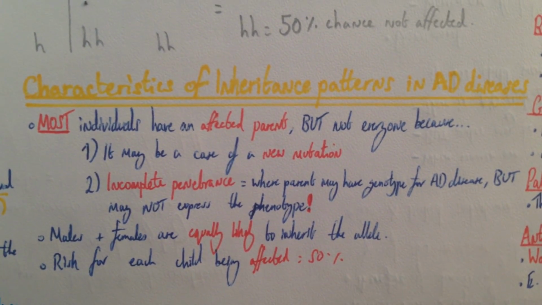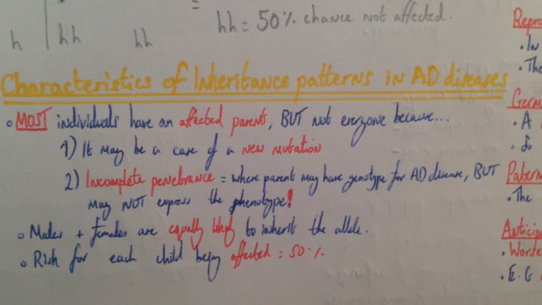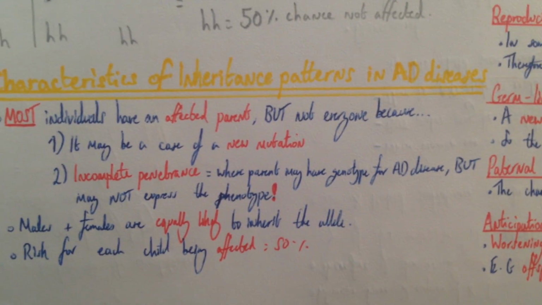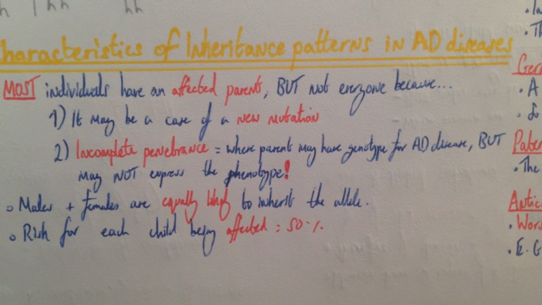And secondly, there may be incomplete penetrance, where a parent may have the genotype for autosomal dominant disease, but may not express the phenotype. If you didn't understand that, relax. I'll go through it again.